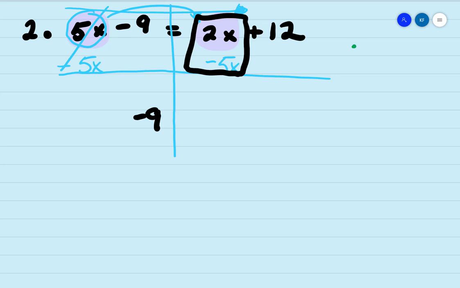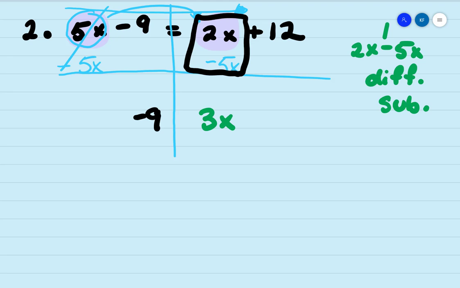Signs the same or different. These signs, this is 2x minus 5x. These are different. Okay, so what does that mean? You're going to subtract. So 5 minus 2 is 3x. And don't forget that the 5 is bigger, so it's negative. Okay, and your equal sign, keep track of that, is right here.